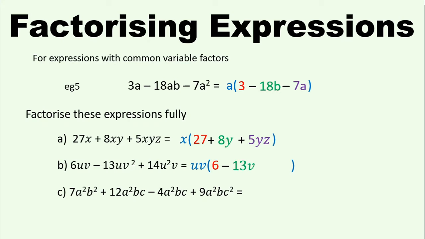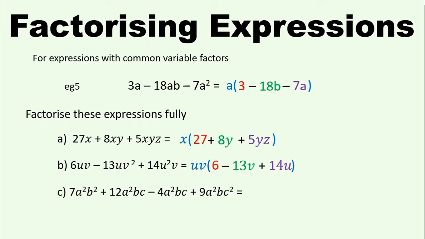And my last term, positive 14U squared V divided by UV, that will leave the 14 as positive 14 because there's no number to divide that number by, but the letter U squared is getting divided by U, which will cancel out one of those U's, and the V is getting divided by V. Any value divided by itself becomes 1, so that will cancel out the V as well. That'll be plus 14U.